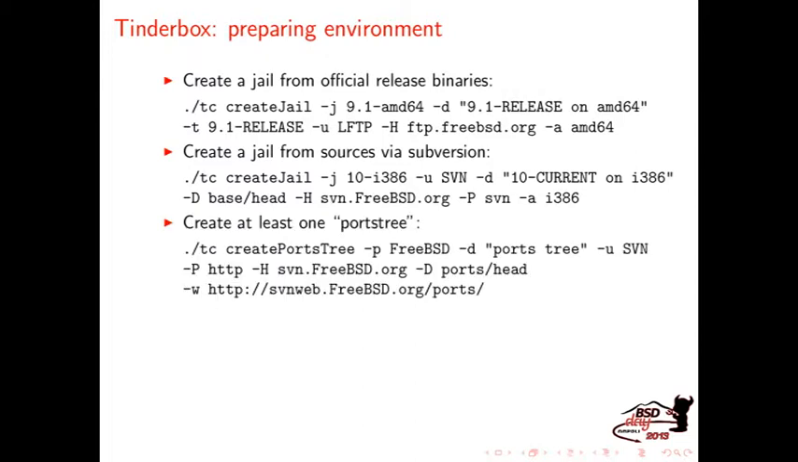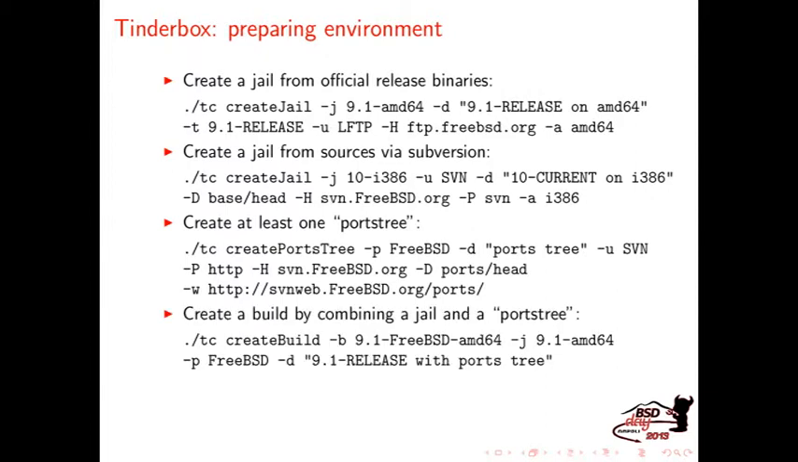We also need to create a ports tree. In this case, I'm simply telling it to download using Subversion, using HTTP this time, for example, the official ports tree, and to call it just FreeBSD. We also need to combine them in a build, since work in Tinderbox happens in builds. And in this command, I'm just telling it to create a build.